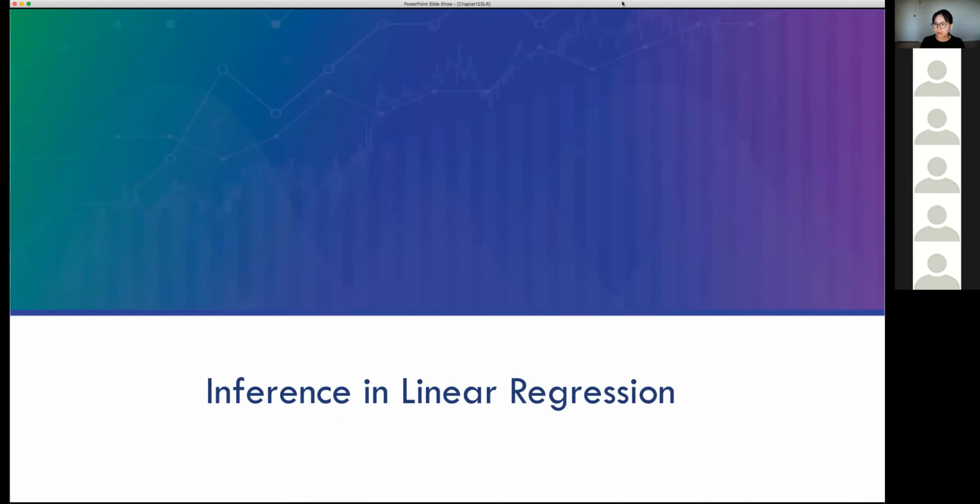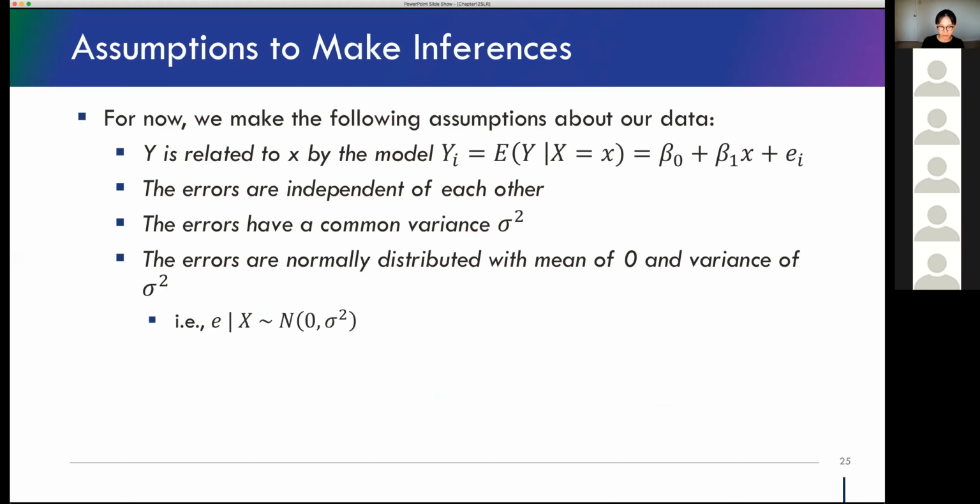Eventually, we will get to our confidence interval and hypothesis testing. How are they used in linear regression? This is the final part for the linear regression.